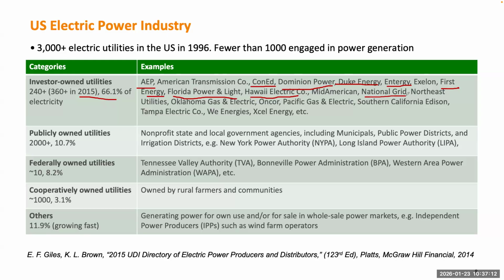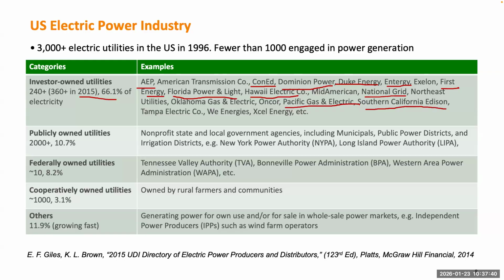National Grid is a power company from the UK, not America, but they operate some of the power system here. Okay. What else? Pacific Gas and Electric, that's the largest power company in Northern California. A lot of graduates from this department actually joined that company.